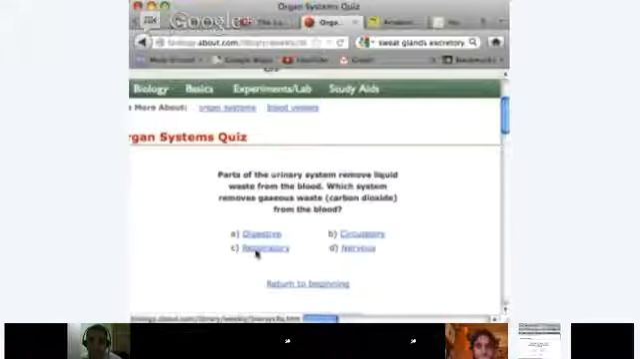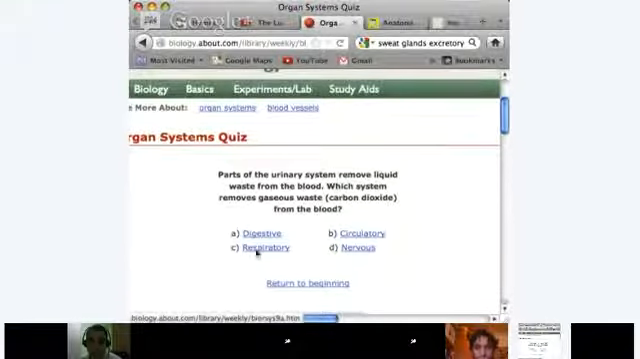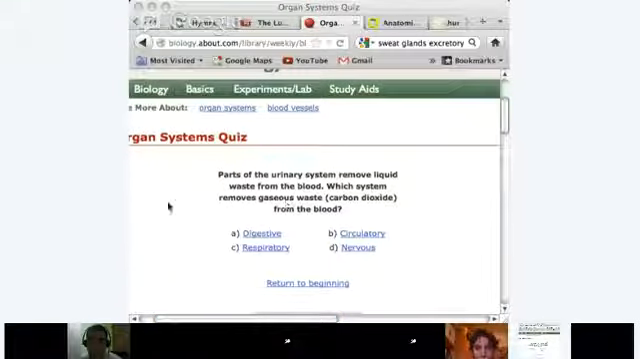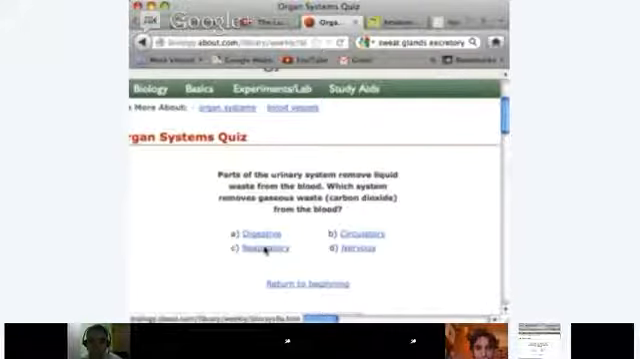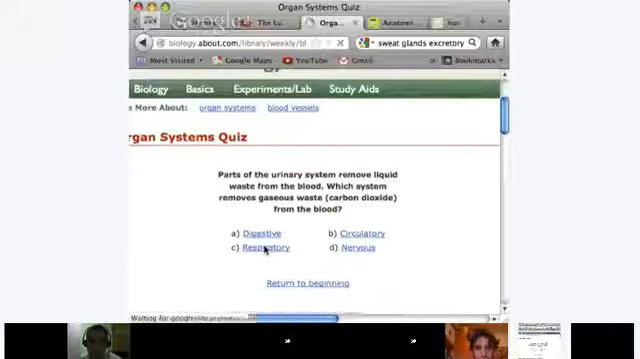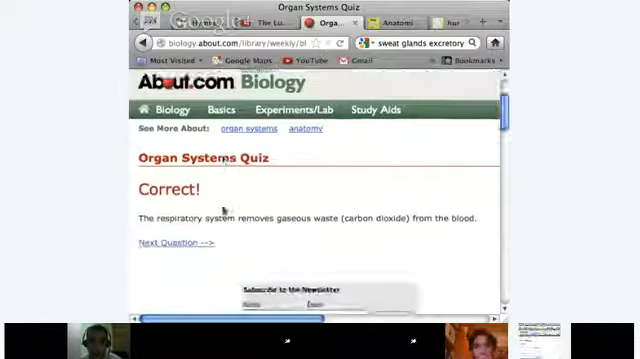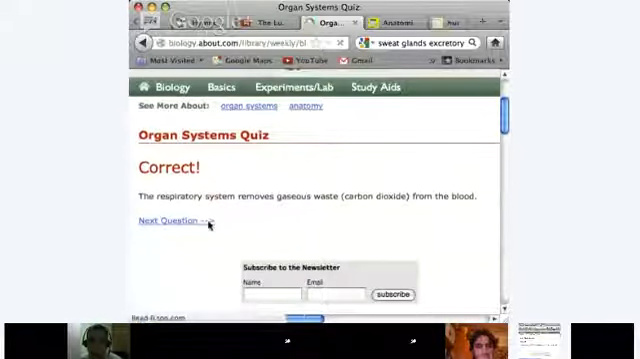The urinary system gets rid of liquid waste, mostly urea. Urea is something that we don't like. And then the respiratory system removes carbon dioxide from the blood because it exchanges it for oxygen, like we talked about. We breathe in oxygen and we breathe out carbon dioxide.